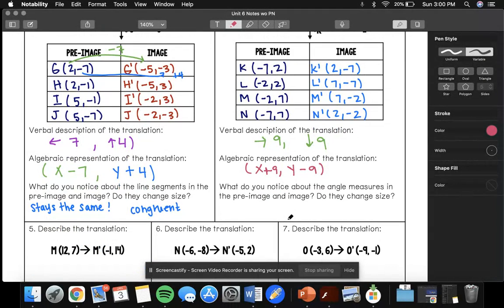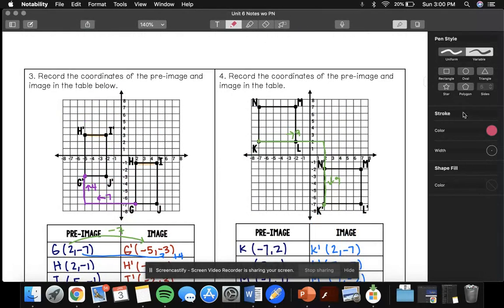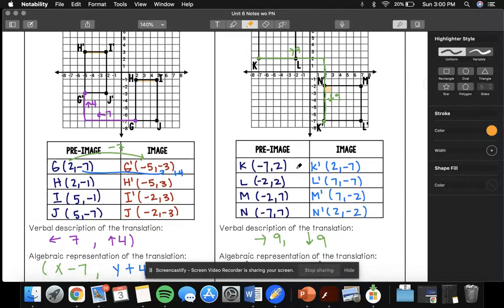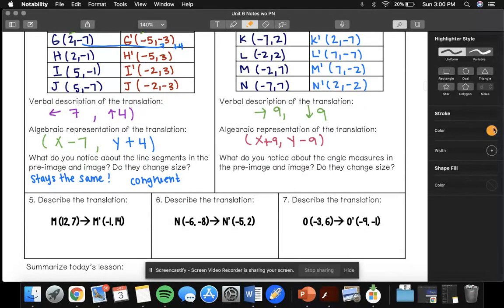Okay, what do you notice about the angle measures in the pre-image and the image? So I want you guys just to look at the angles. When we're looking at angles, we're looking at something like right here. You see how that's kind of just a 90-degree angle. Okay, so I'm going to find its corresponding angle, N prime. Does that size change? No, they do not change.